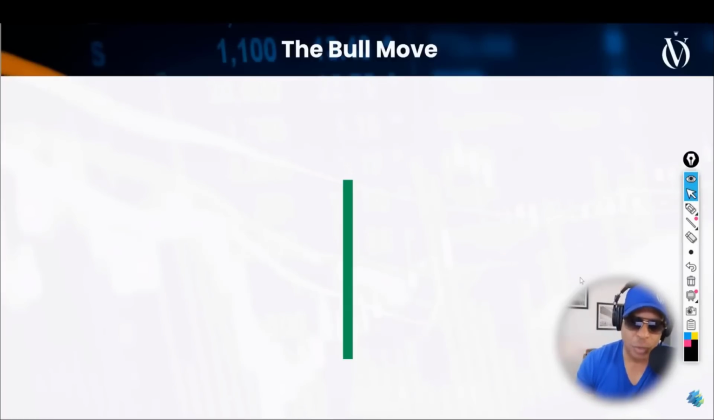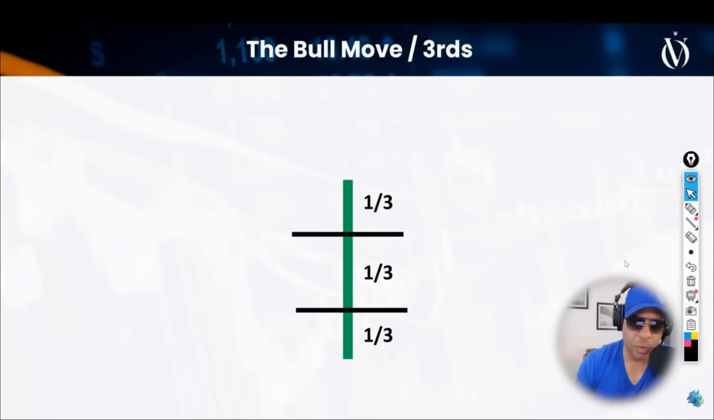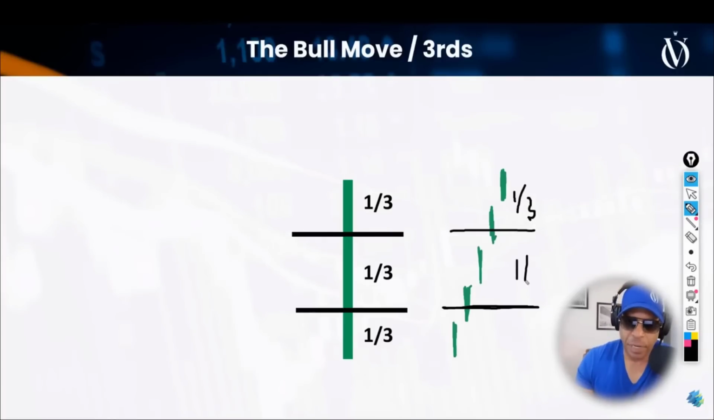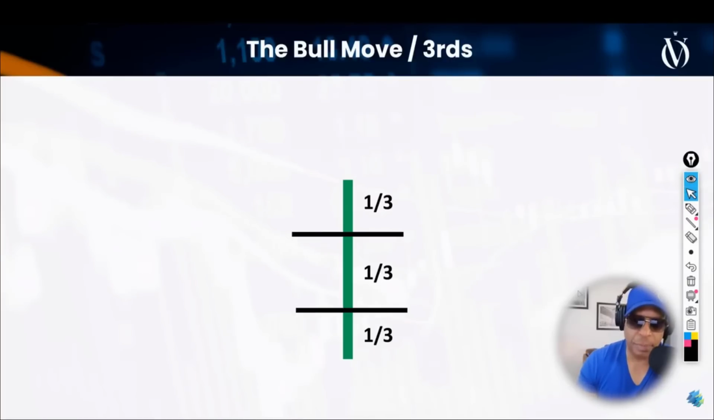Whenever we get a bull move, either the single bar or the multiple bar run, and I'm going to draw the other one in again, I want all of you, whenever you get a surge, to break the surge up, at least mentally, into thirds. Top third, middle third, bottom third. Why is this important?